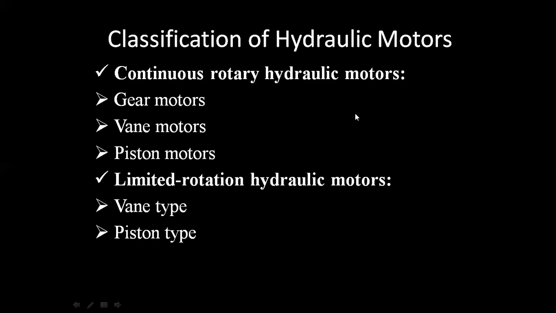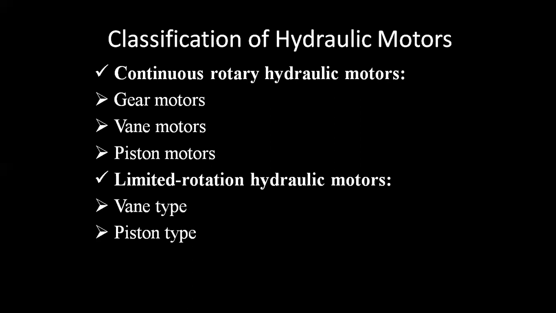Next, you can see the classification of hydraulic motors, that is, hydraulic rotary actuators. They are classified into two types: continuous rotary hydraulic motors and limited rotation hydraulic motors. What is a continuous rotary hydraulic motor, and what is a limited rotation hydraulic motor? We are going to see this in this video.